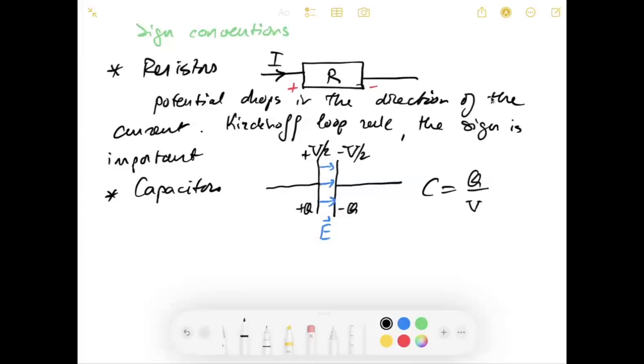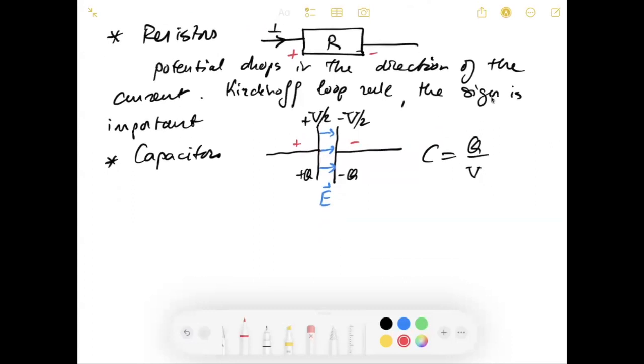Okay, so V goes down in the direction of left to right. So if we follow this from left to right, the potential on the left-hand side is higher than the potential on the right-hand side.